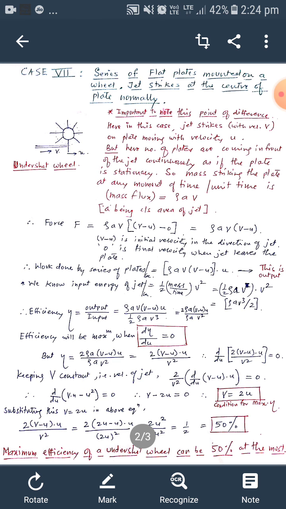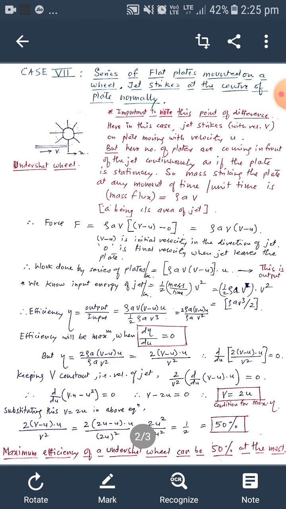You can see that change: the mass flux in this case, where a number of plates are mounted on a wheel and the plates are moving, is equal to rho into a into v, because even if the plate is moving, still one plate is as if stationary at one place and the jet is striking. One by one, a number of plates are coming to the same position. So mass flux is calculated with some modification, that is rho into a into v, not like the previous case. But as the plates are moving, inside the bracket when we find the change in velocity, there we have to consider the relative velocity concept.